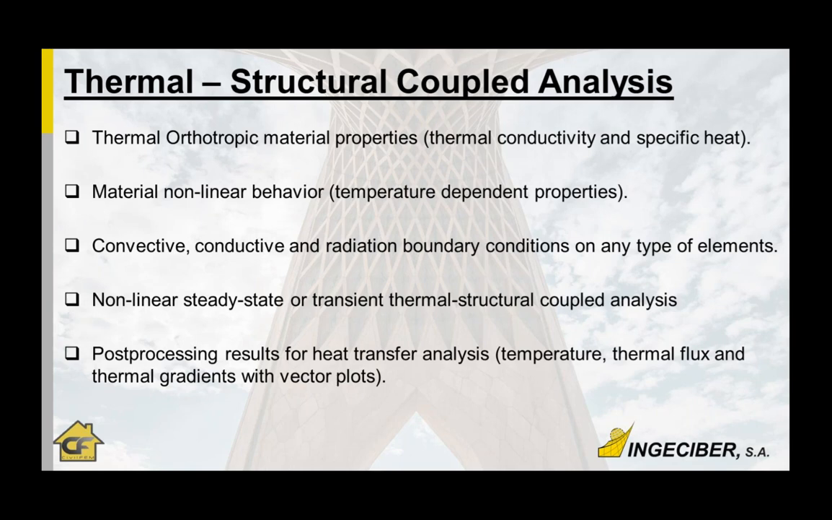For the thermal analysis, we have convective, conductive, and radiation boundary conditions on any type of elements, and then we can perform nonlinear steady state or transient thermal structural coupled analysis. Also for results, apart from the structural results we already have, we have all these post-processing heat transfer analysis results like temperature, thermal flux, thermal gradients with vector plots. Well, this is what we already have.